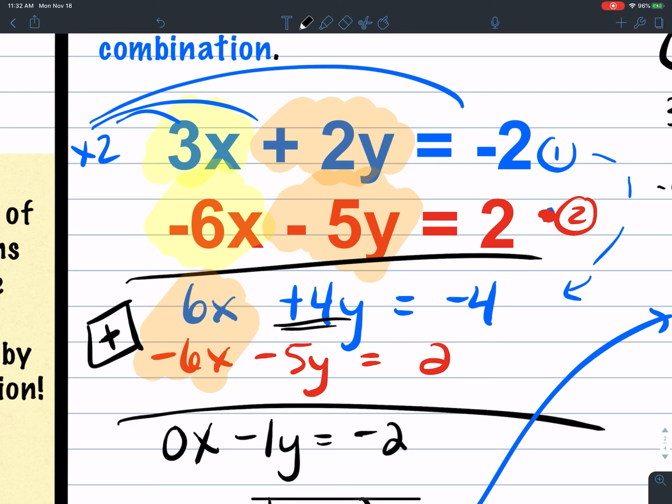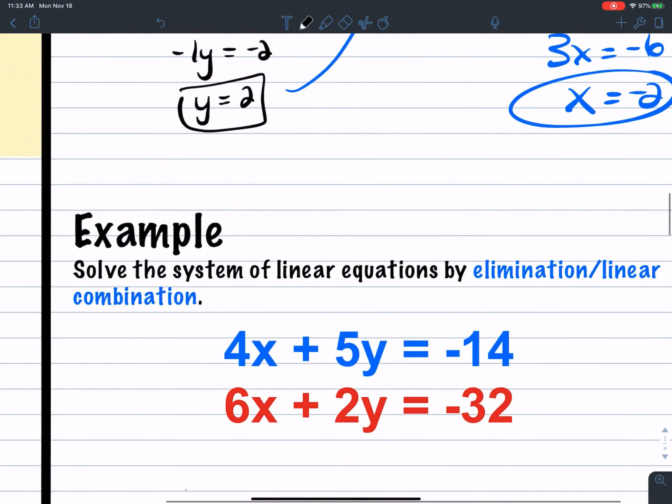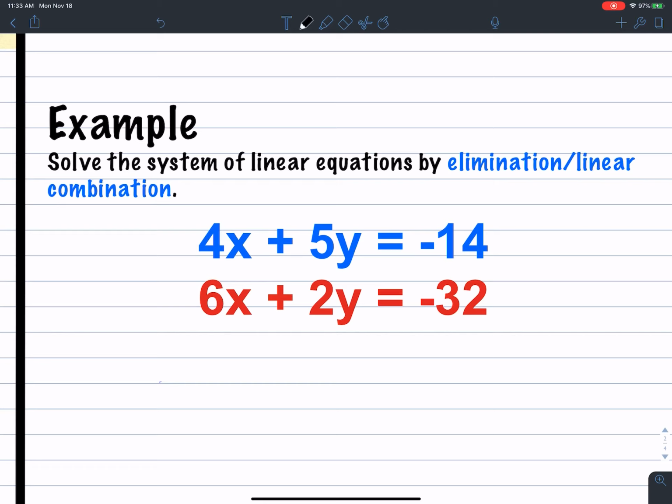Now, just as a closing here, I only multiplied the first one, and I chose to eliminate the x's, because to eliminate the y's, I would have had to multiply both equations by something. There's not one thing I can multiply 2 by to get it to cancel with a 5, and there's nothing I could multiply negative 5 by to get it to cancel with a 2. So I'm always looking to multiply the least number of things. In certain situations, though, I might have to multiply both of them.